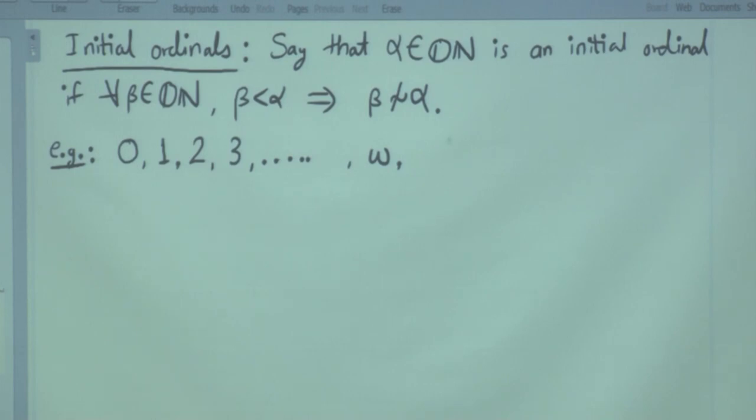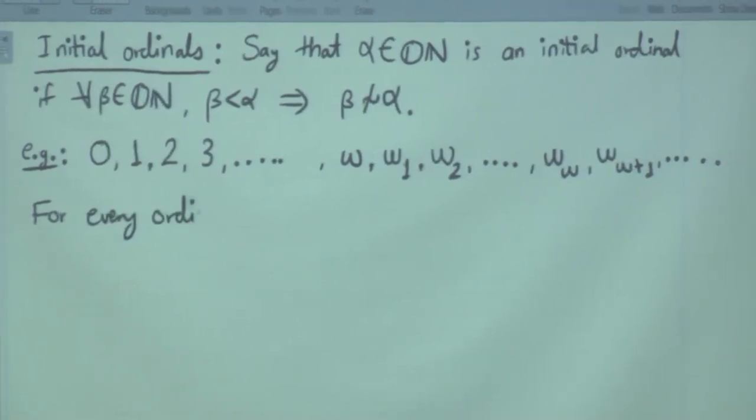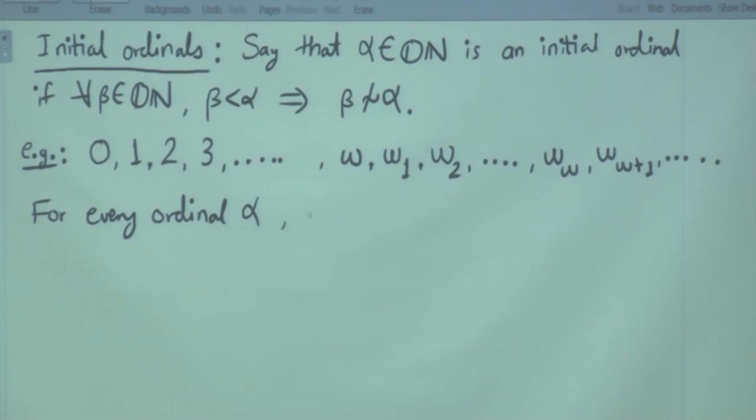So what will be the next element? What will be the next one? Omega 2. What will be the next one? And then omega 2 plus 1 and so on. For every ordinal alpha, there is omega sub alpha. Yes, so for every ordinal alpha, the ordinal omega sub alpha is an initial ordinal.